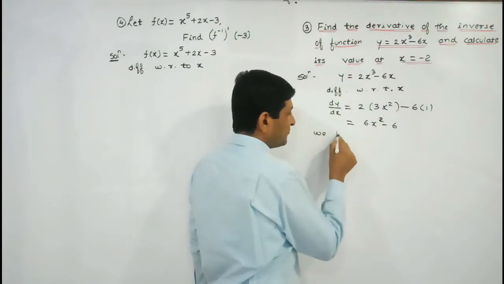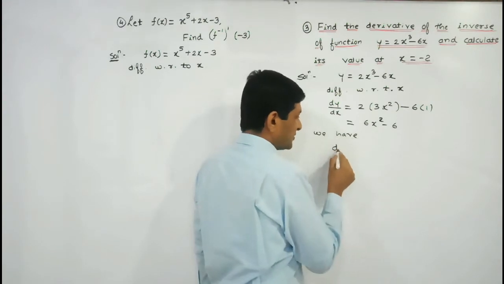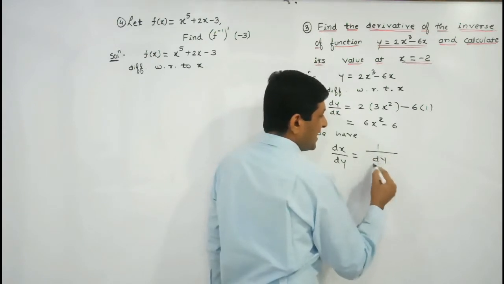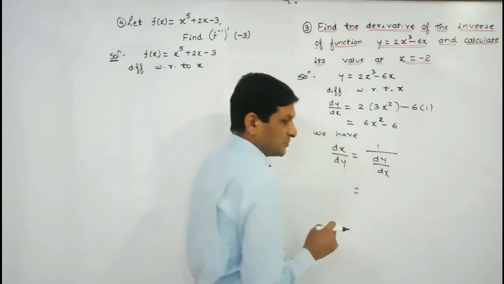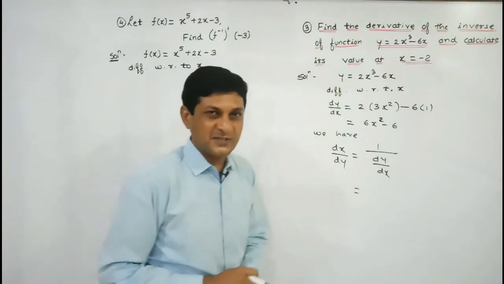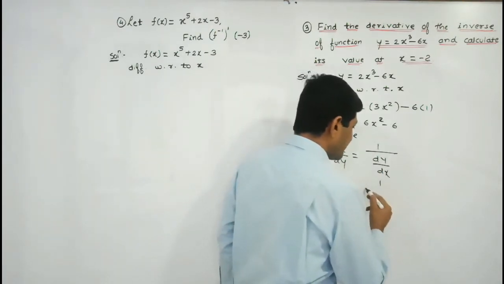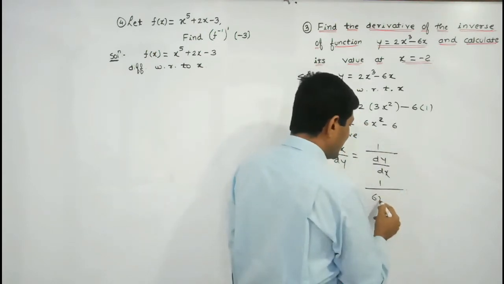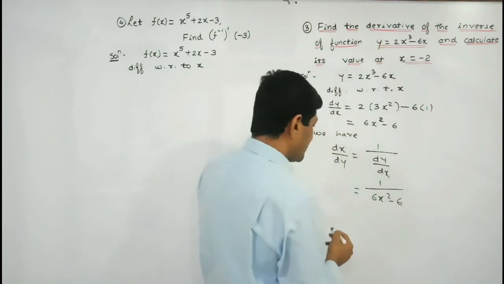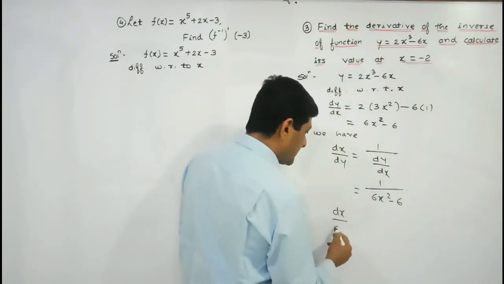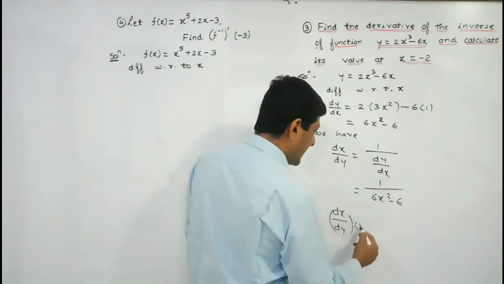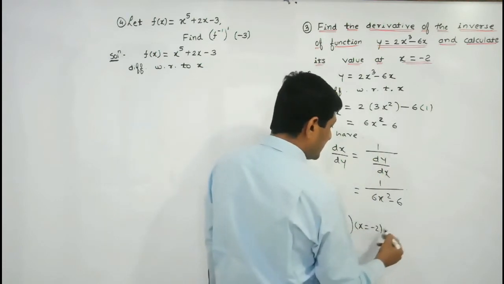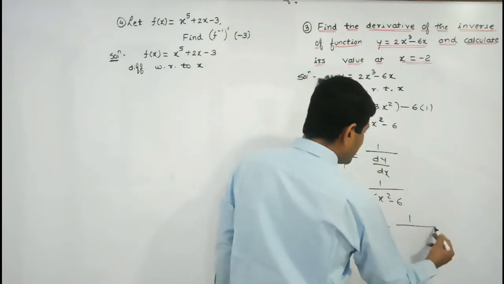So we have one formula to find the derivative of an inverse function, that is, dx upon dy will be equal to 1 upon dy upon dx. This theorem we are using specially to find the derivative of the inverse function. So here, 1 keep it as it is. Now I am replacing dy by dx by its value 6x square minus 6. But the question is to find this derivative of the inverse function at x is equal to minus 2. At x is equal to minus 2. So on this side I am replacing x by minus 2.